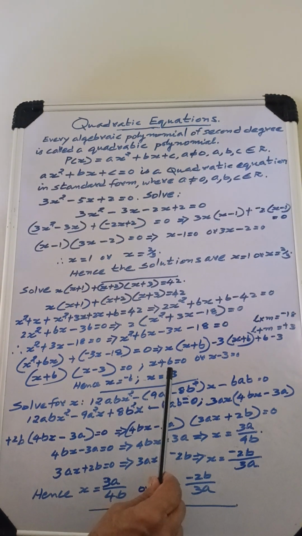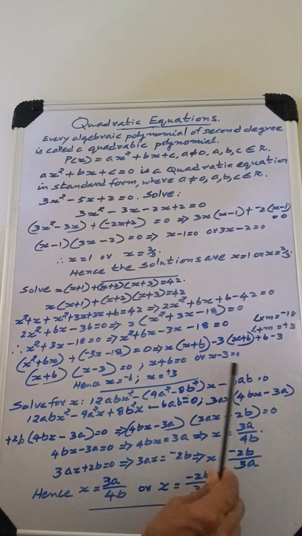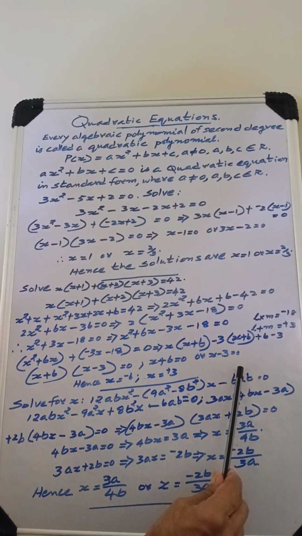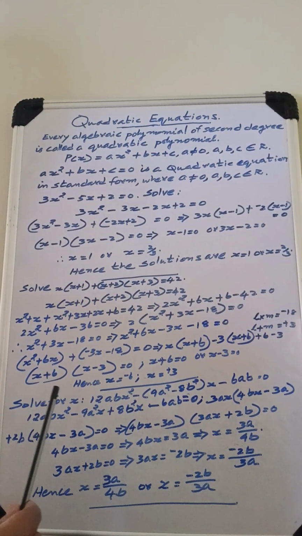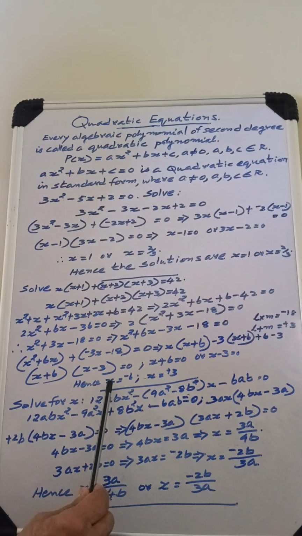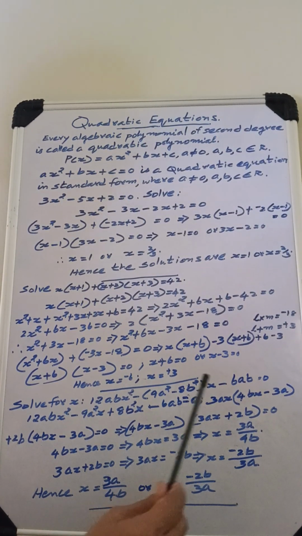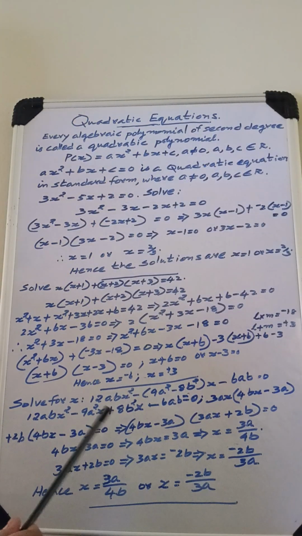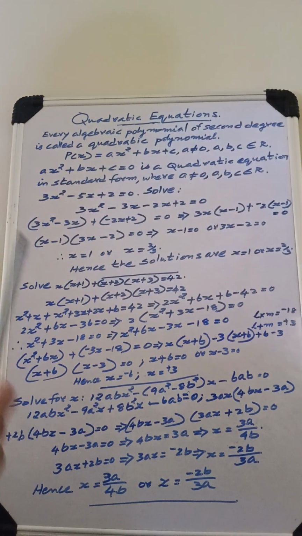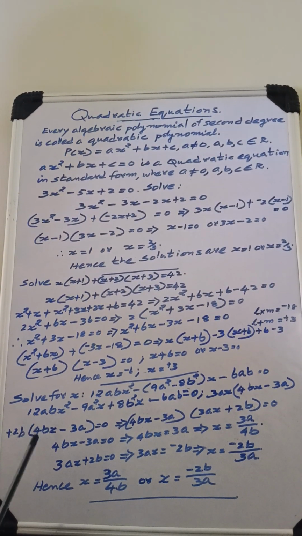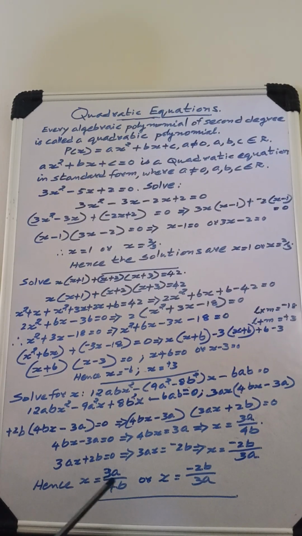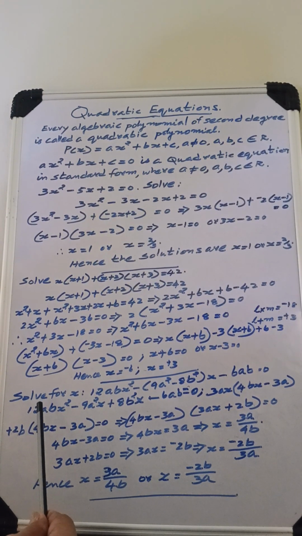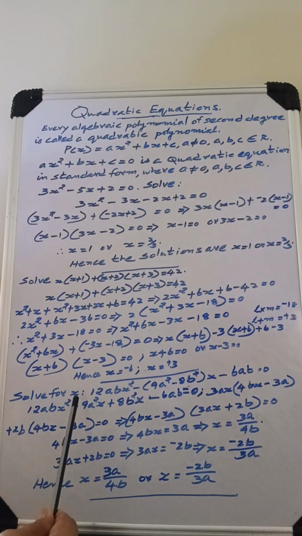That is, x plus 6 equals 0 or x minus 3 equals 0. x plus 6 equals 0, then x equals minus 6. And x minus 3 equals 0, x equals positive 3. We can solve this equation. There is another question here to solve. Solve for x.